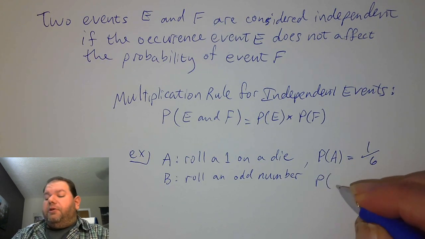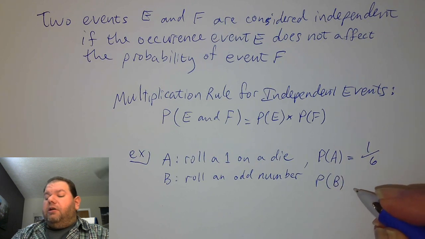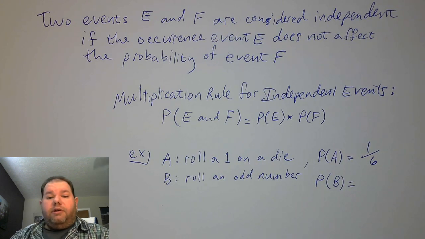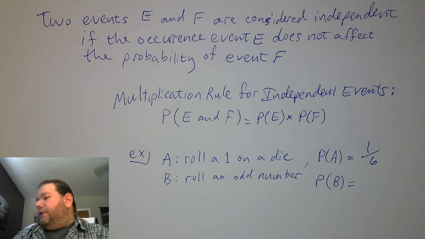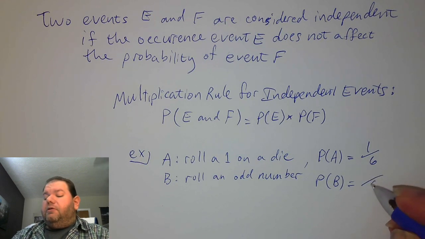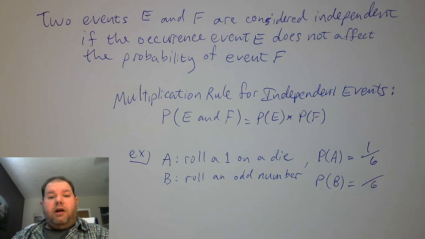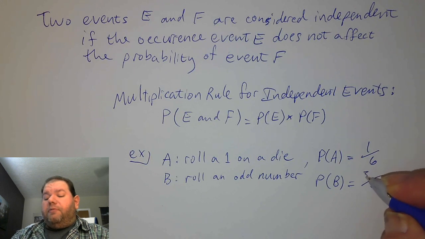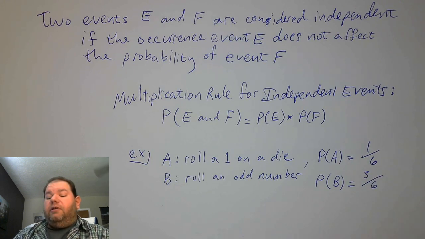Now we look at probability of B. What's the probability we roll an odd number? Well, we know there's 6 outcomes still. The question is, how many of those are odd? Well, we could roll a 1, 3, or 5. That's 3 different outcomes where it lands on an odd number, so our probability is 3 out of 6.